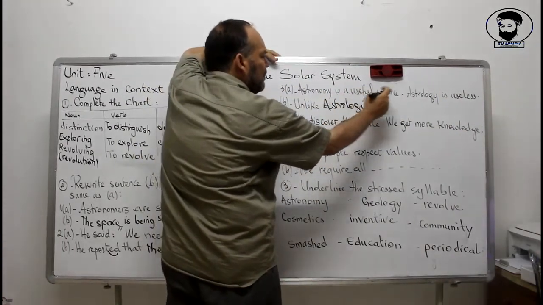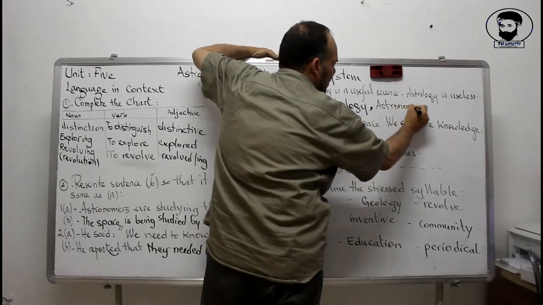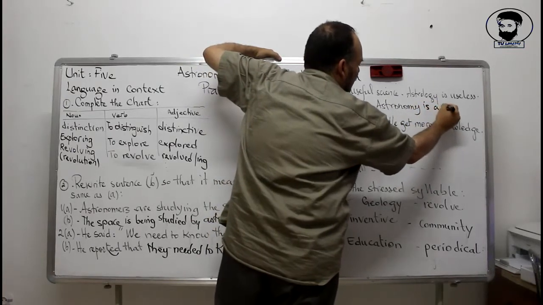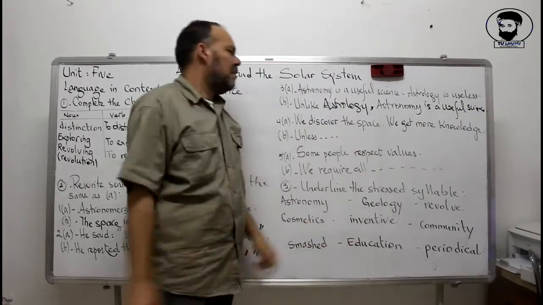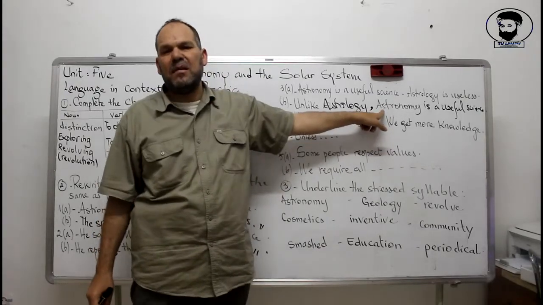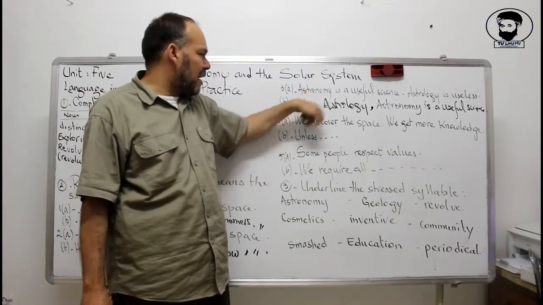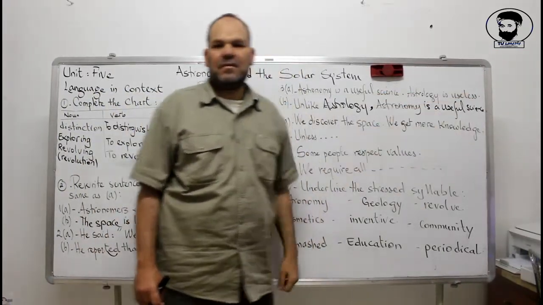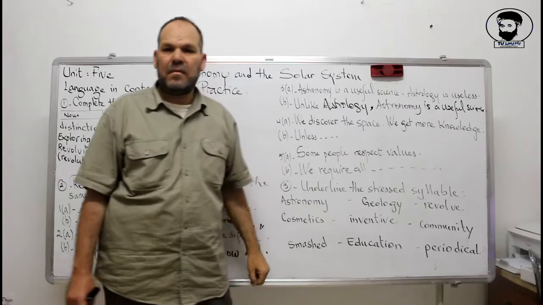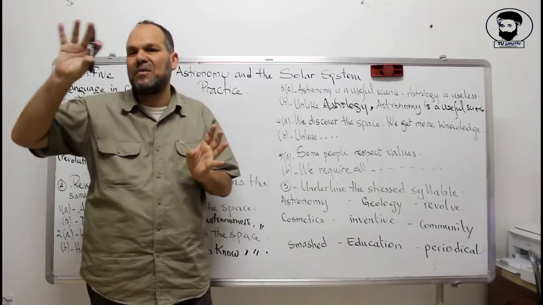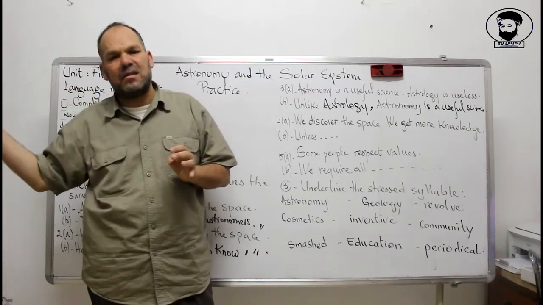Astronomy is a useful science. Look, astronomy is a useful science. And write astronomy with a capital A because it's a proper name of a discipline. So, unlike astronomy, comma, astrology is useless. Unlike astrology, astronomy is a useful science. So remember, after unlike, you just use the subject of the sentence, and you avoid all what is written after. Then put a comma, then write the second sentence.